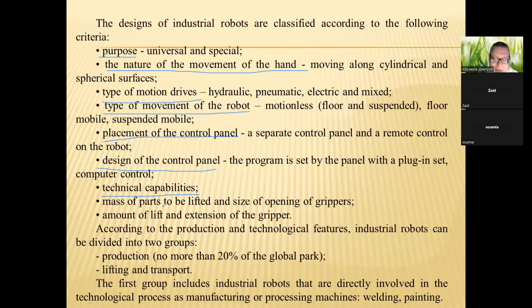According to the production and technological features, industrial robots can be divided into groups: production, no more than 20% of the global park, and lifting and transport. The first group includes industrial robots that are directly involved in the technological process as manufacturing or processing machines, welding, painting, etc. So write down to your notes.